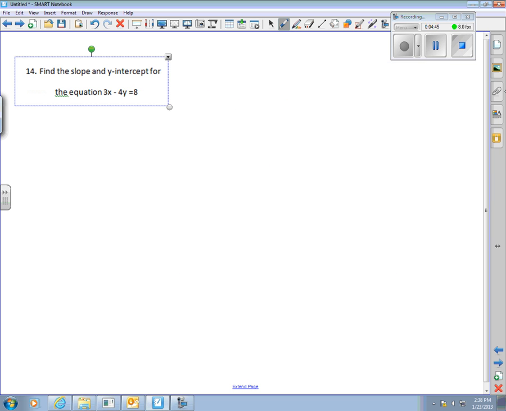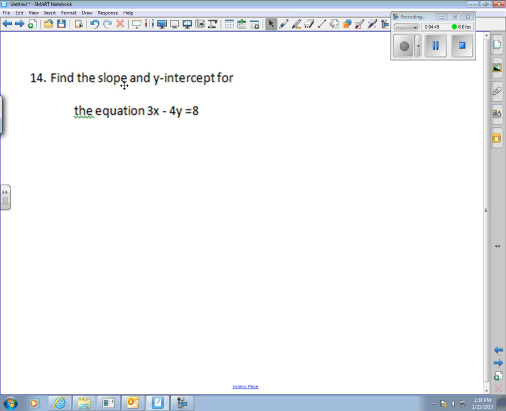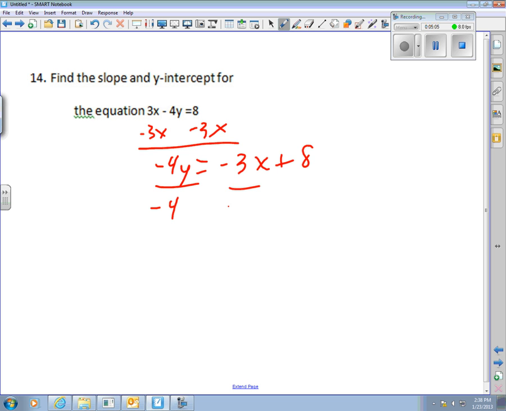Next, we're given the equation and we're asked to find the slope and the y-intercept. So I'm going to solve this for y. First I'm going to subtract 3x from both sides. And I get negative 4y equals negative 3x plus 8. Divide by negative 4, divide by negative 4, divide by negative 4. I get y equals negative divided by negative is positive 3/4 x minus 2.